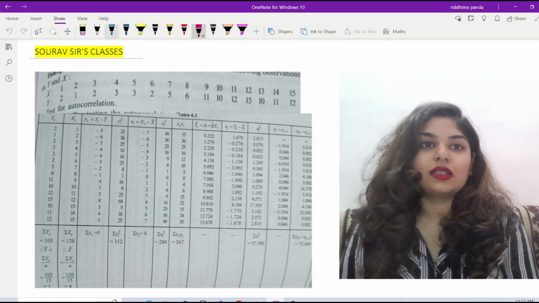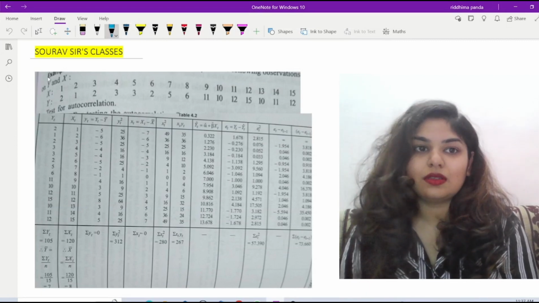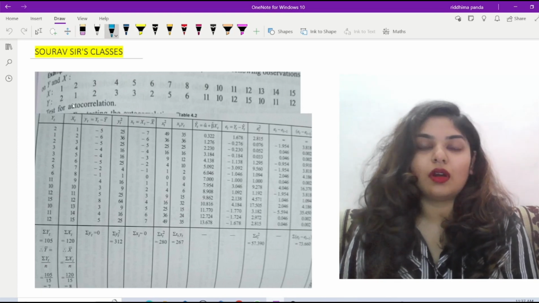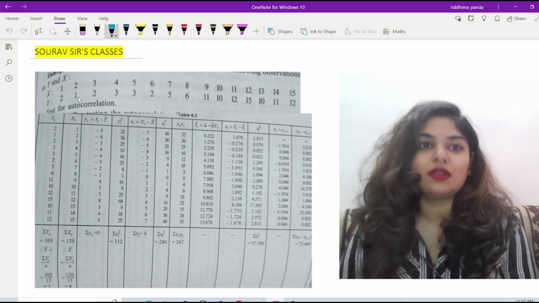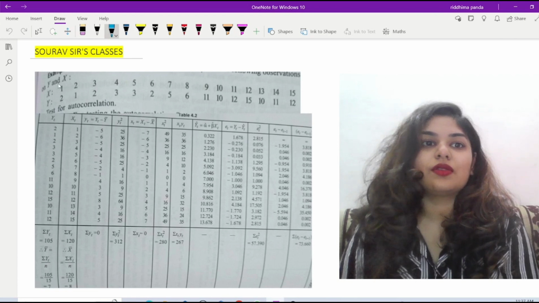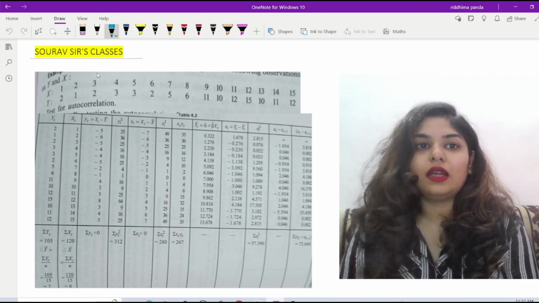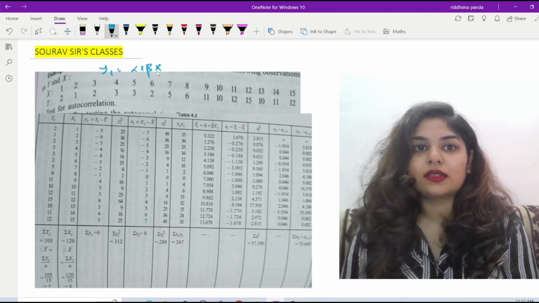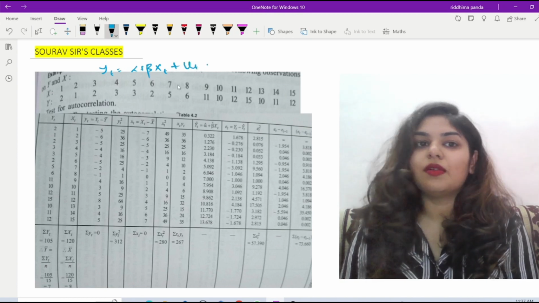Here is an example of our Durbin-Watson test. We have already studied the context and hypothesis testing of Durbin-Watson. To understand this question, we are given data on y and x, and the model is y_t equals alpha plus beta x_t plus u_t. So this is our model.